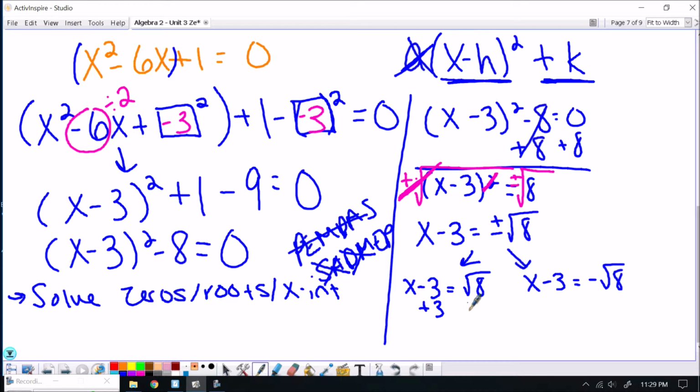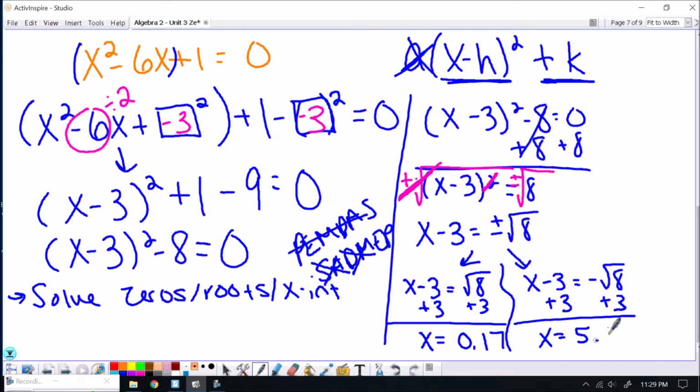Then I need to just add 3 to solve, because I have too many equations going on here. So I'm going to add 3, and I have x is equal to about 5.83. And I'm going to add 3 on the second equation. So negative square root of 8 plus 3 would be about 0.17.